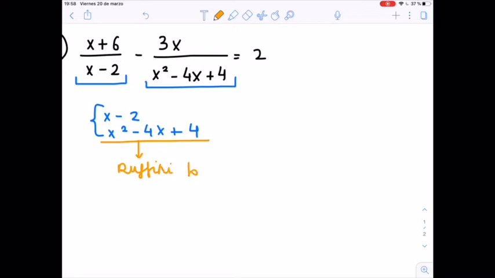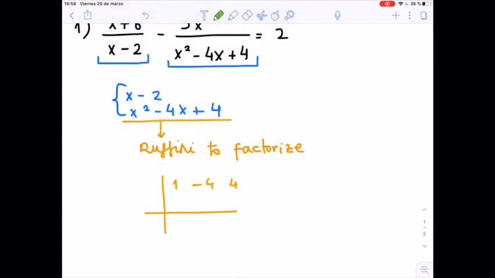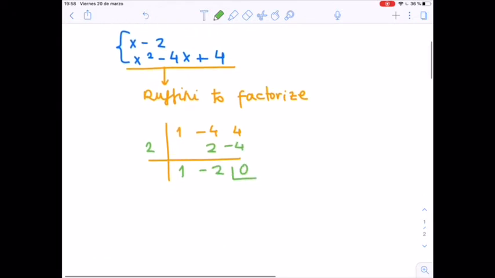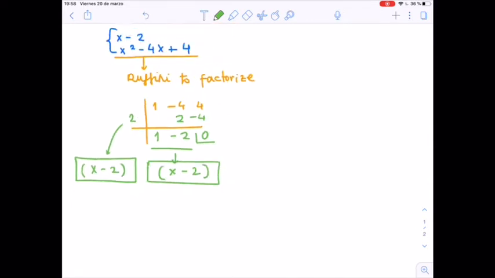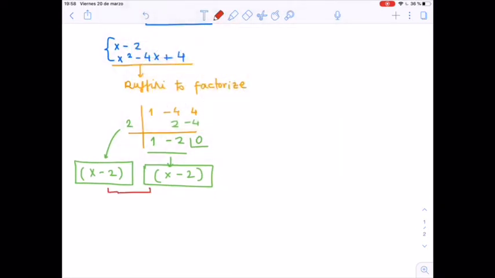As we can see here, we are working with x minus 2 and x squared minus 4x plus 4. To factorize the second term, we need to apply Ruffini's method. As we can see here, we have found our two solutions. The first one, as the main number is 2, is x minus 2, and the second one is also x minus 2. So we can say that the factorization of the second term equals x minus 2 squared.